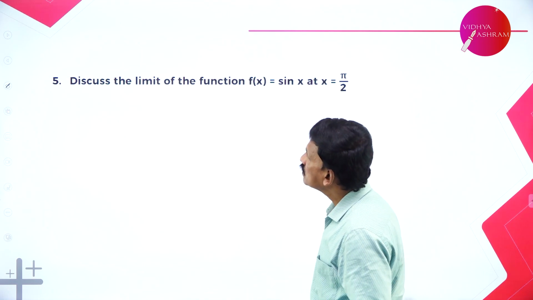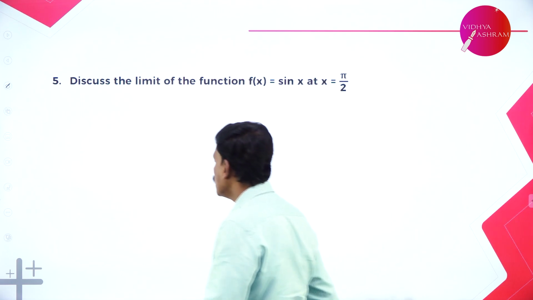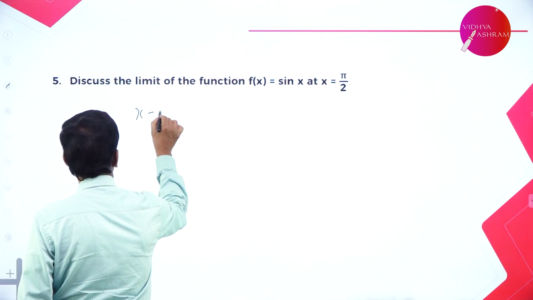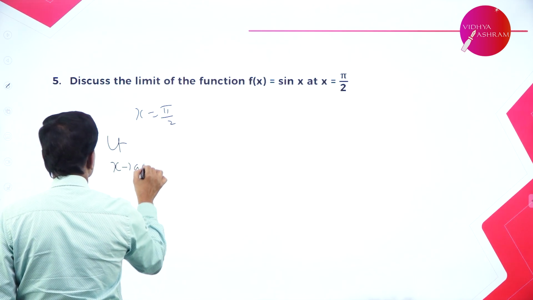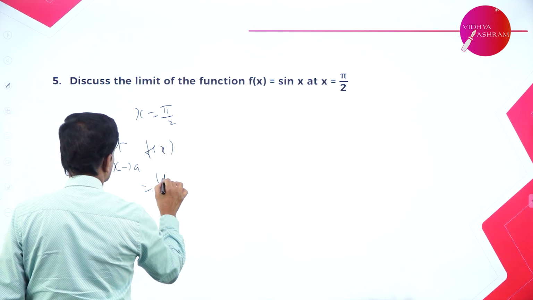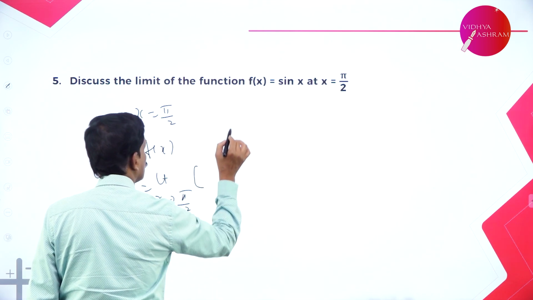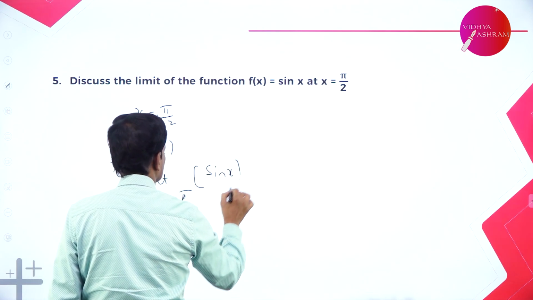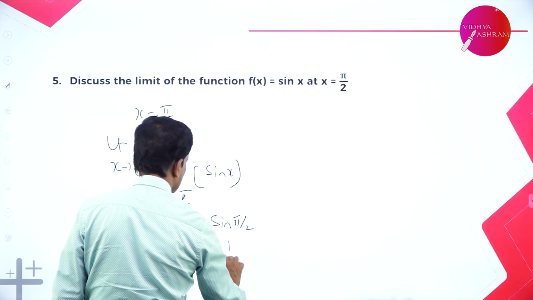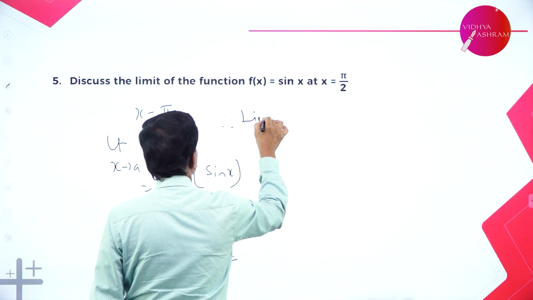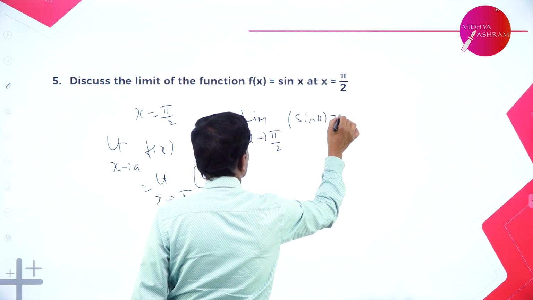Now a very simple problem. Discuss the limit of the function f of x is equal to sin x at x is equal to pi by 2. So very simple, what is given? The value of x is pi by 2. Just find out the limit of this function, limit x tends to a of f of x. So this is equal to limit x tends to pi by 2 of f of x, which is sin x. Now just put x is equal to pi by 2, sin pi by 2, sin 90. What is sin 90? 1. So therefore the limit x tends to pi by 2 of sin x is equal to 1.